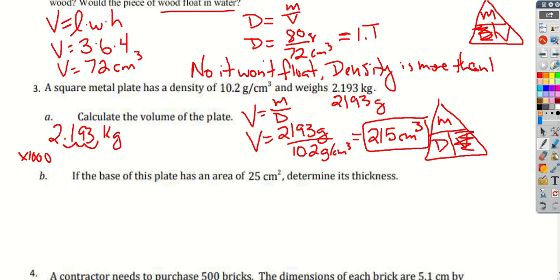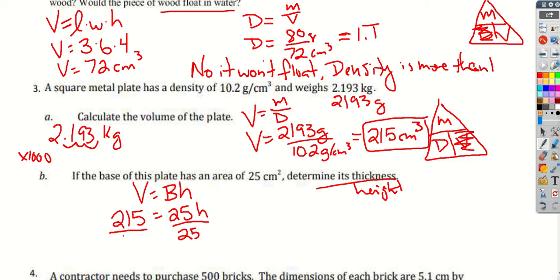All right. The base of this plate has an area of 25 centimeters squared. So remember, it's a square metal plate. So the volume is equal to the capital B times H. And this essentially is its thickness, the height here, how thick it is. So the volume is 215 centimeters cubed. We'll just put 215 in here. We won't put the centimeters cubed. We're going to divide it by centimeters squared. So we're going to get left with centimeters. And this is equal to 25 times h. So I'm just going to divide out by 25.